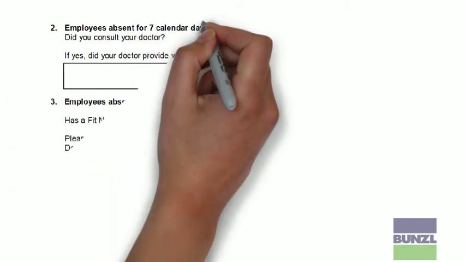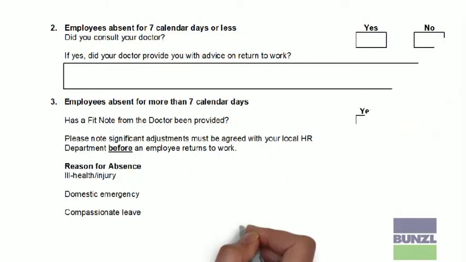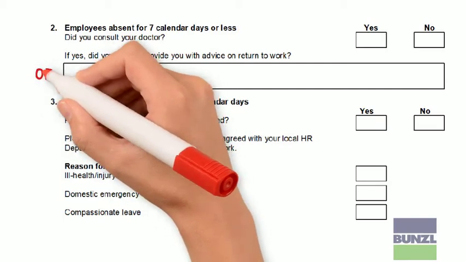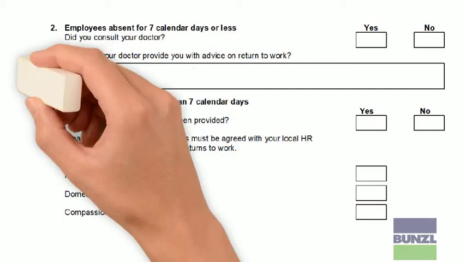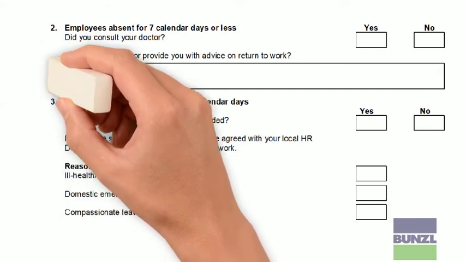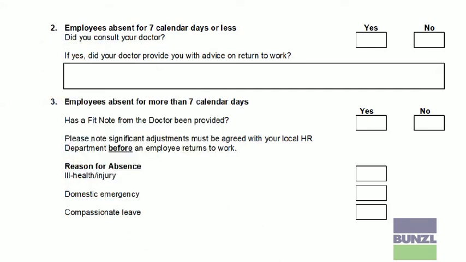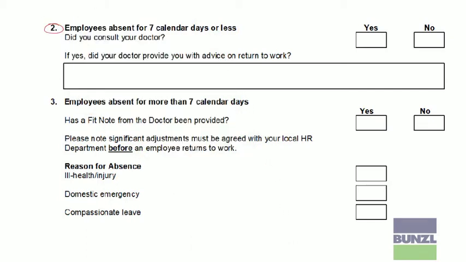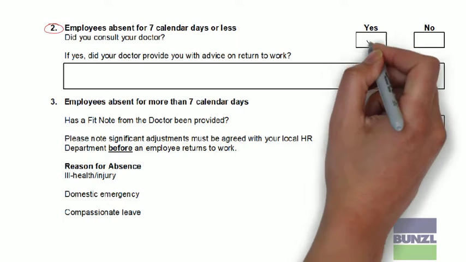Next, you will need to complete either Section 2 or Section 3, depending on whether the employee was absent for over 7 calendar days or not. However, I will cover both sections. Section 2. Employees absent for 7 calendar days or less. In this case, employees can self-certify for the first 7 calendar days and as a result do not need to obtain a fit note. However, they may have still consulted a doctor.